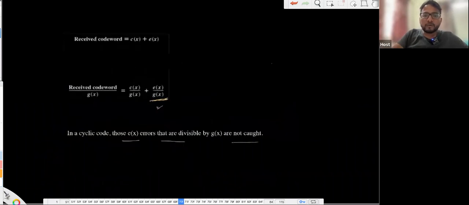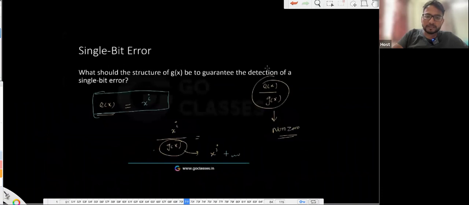So here, if you want to detect all the single bit errors, okay, then the errors will be in x power I form. Then I think 1 plus x is a good generator, right? Or maybe x power I plus something is also a good generator. But again, it will depend on I or something, right? Okay. Yeah, x power I plus something.